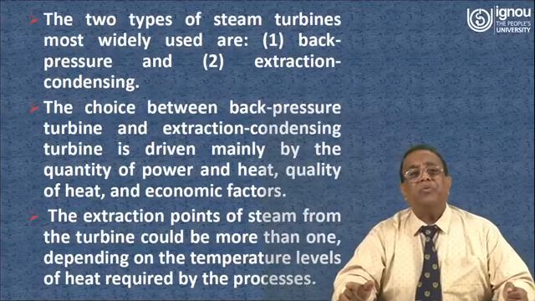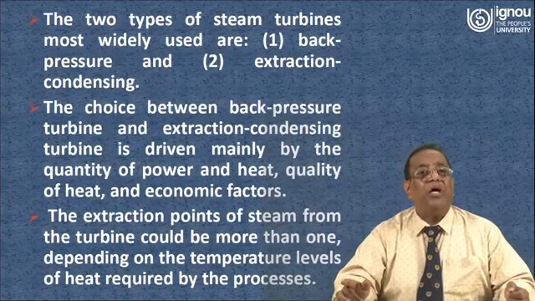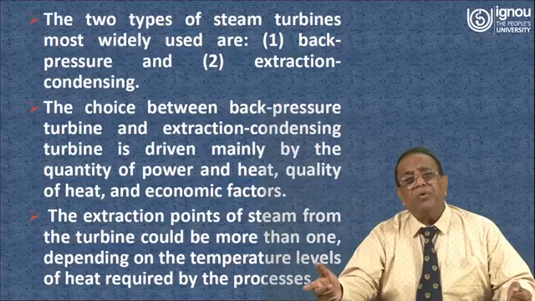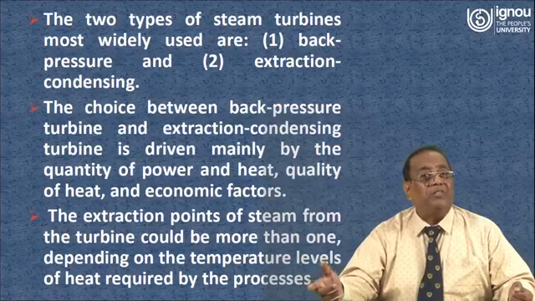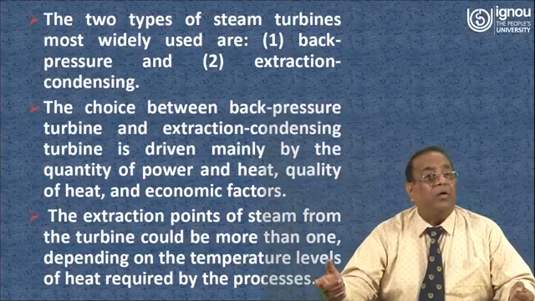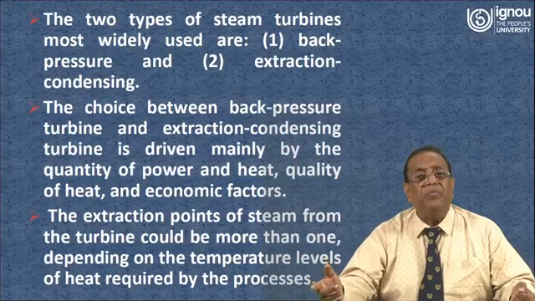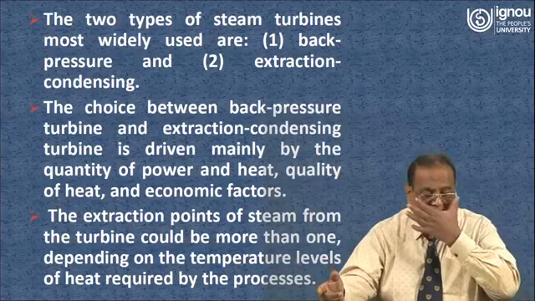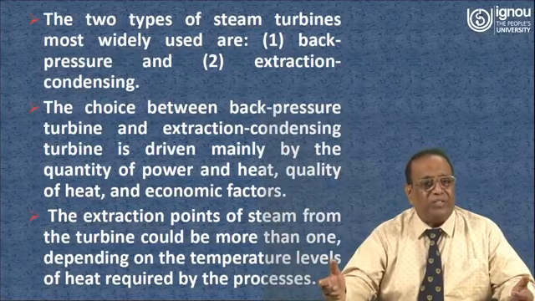The two types of steam turbines most widely used are back pressure and extraction condensing. The choice between a back pressure turbine and an extraction condensing turbine is driven mainly by the quantity of power and heat, quality of heat and economic factors. The extraction points of steam from the turbine could be more than one, depending on the temperature levels of heat required by the process. Now, why will we go for the extraction process?